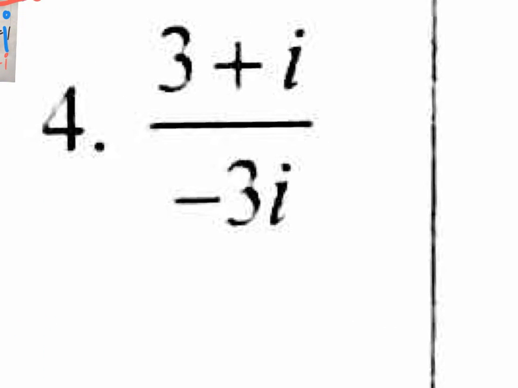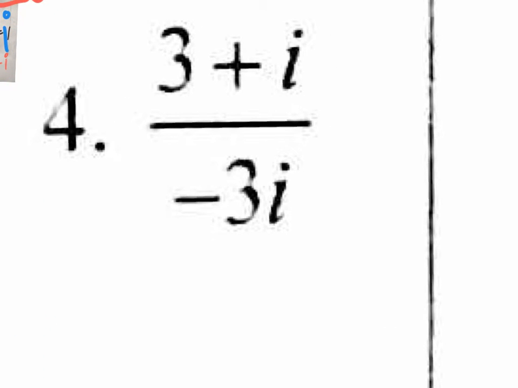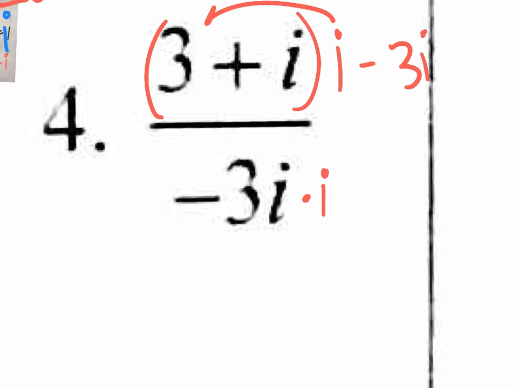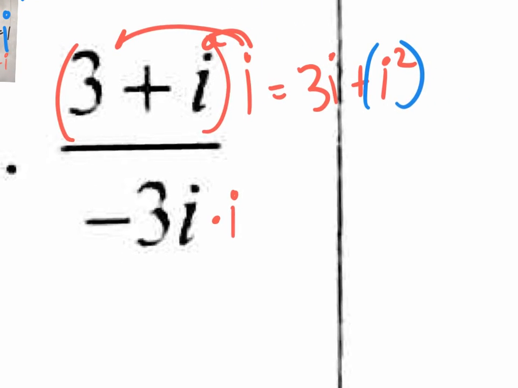This last one, you could multiply by the conjugate, or if it's not a binomial, you could simply multiply by i. Check this out. If I multiply by i, both top and bottom, up on top, when I distribute, I'll have 3i plus i squared. And we already know that i squared is really a negative 1. But that's the top, right? Let me actually rewrite that top.